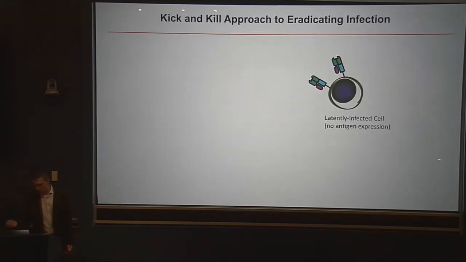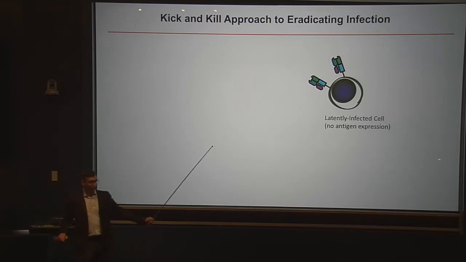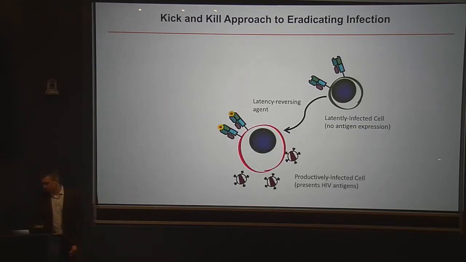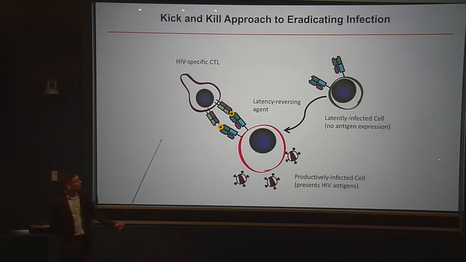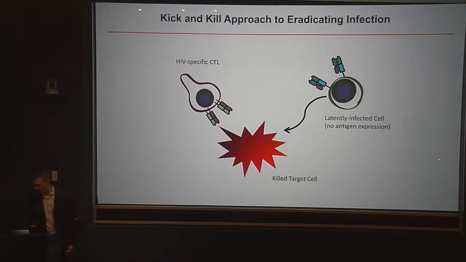So the dominant paradigm, I'd say, in the HIV cure field is that if we want to eliminate the reservoir, we have to do something called kick and kill, or shock and kill. It's the same thing. So you start with one of these latently infected cells. It's hiding from the immune system. You treat it with something called a latency reversing agent. So you wake it up, it shows itself to the immune system, and then you have one of these cytotoxic T cells that I showed you earlier coming in and doing what they do best and killing these infected cells.